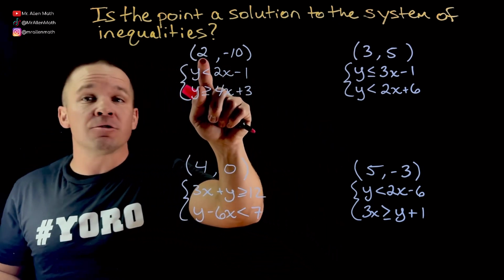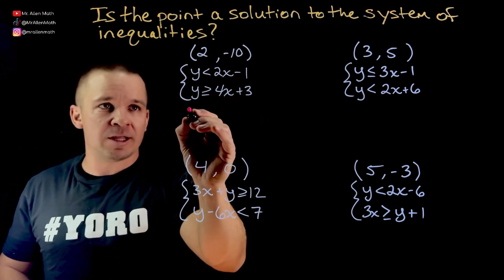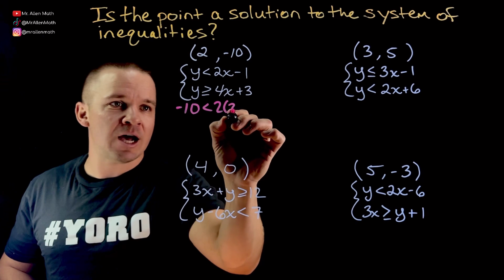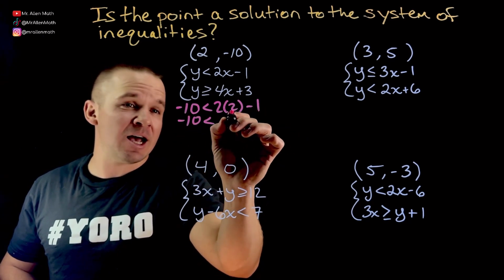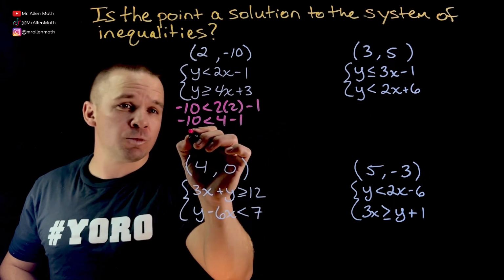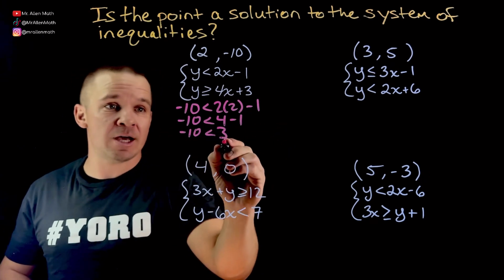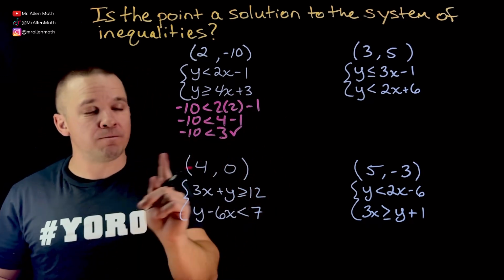If I substitute in 2 for x and negative 10 for y, let's write that out. We got negative 10 less than 2 times 2 minus 1. Is negative 10 less than 4 minus 1? Is negative 10 less than 3? It is, yeah. So that's a yes. That works. But does it work in the second one? Because we got to check both, okay?